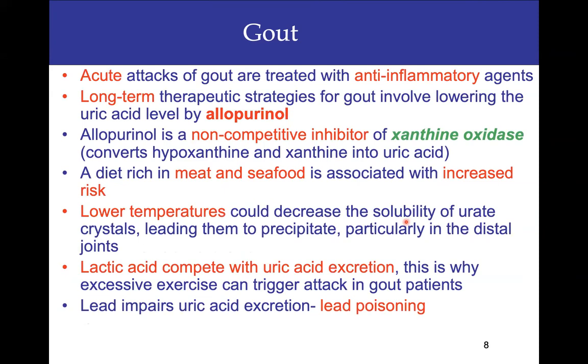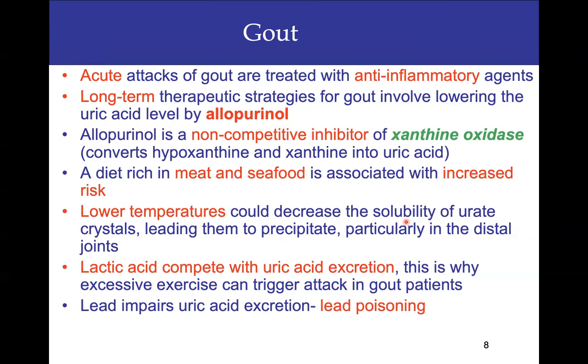However, let's say a patient has a really high intake of meat, or the patient is not able to excrete enough uric acid. So this is a very long-term condition. Maybe they have renal impairment, maybe some kind of chronic kidney disease, for whatever reason. They're not able to excrete enough uric acid. These patients are put on something called allopurinol.